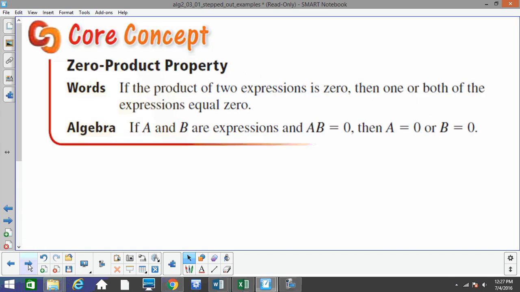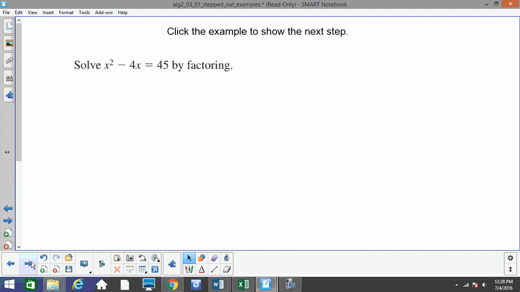All right, let's talk about the zero product property. This is what you're going to use when you're factoring. Something times 0 gives you the result of 0. So here, if we have A times B equals 0, then A has to be 0 or B has to be 0. One of them has to be 0.